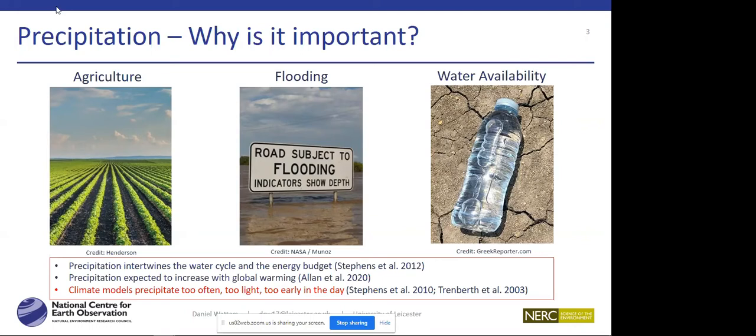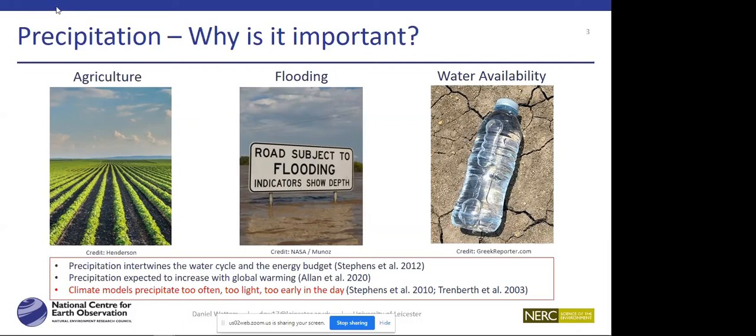The amount of precipitation affects things like farming and agriculture. In severe cases where there are heavy precipitation events, you can get flooding, which can have a lot of impact. And also in the other case of severe events where there's no precipitation at all, that can affect things like water availability.